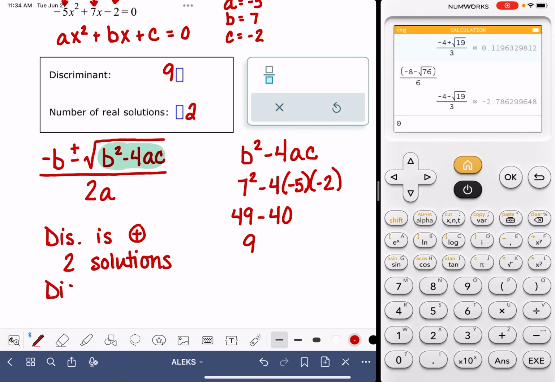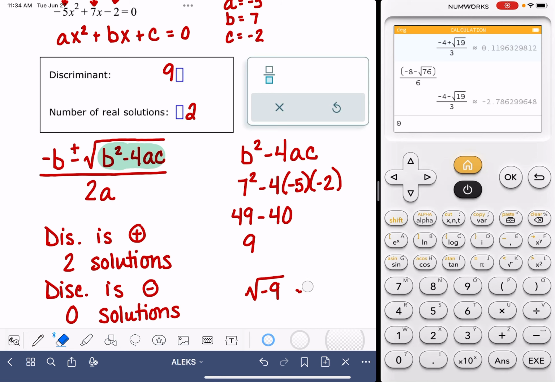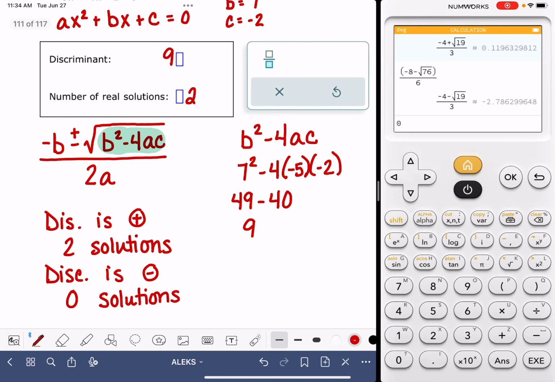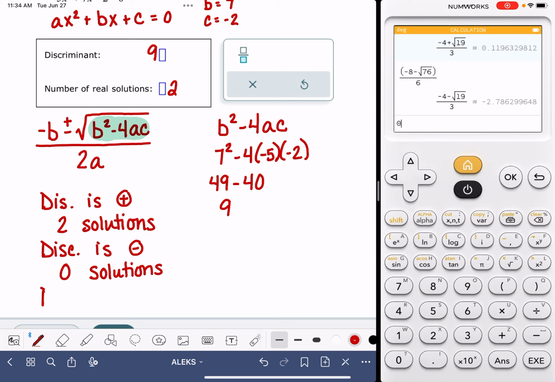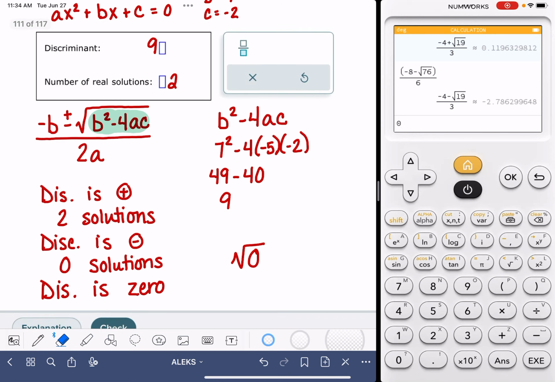If the discriminant is a negative number, then there are going to be 0 real solutions. Imagine if we are trying to take the square root of a negative number, that's when we have to get i involved, and there are no real solutions to the square root of a negative number. The last possible scenario, if the discriminant is 0, so if we're trying to take the square root of 0, which is just going to be 0, there's only going to be 1 solution to the quadratic equation.